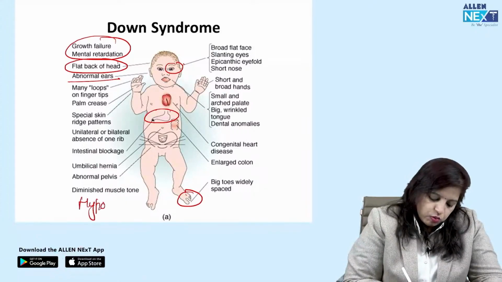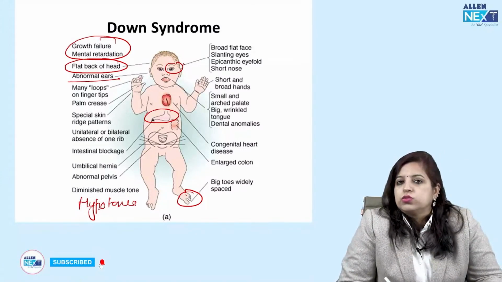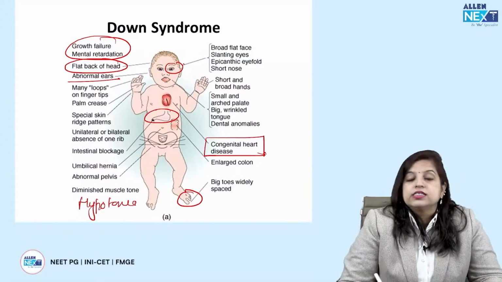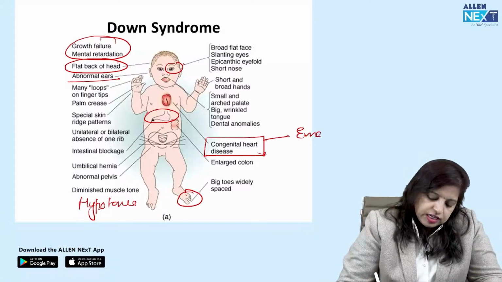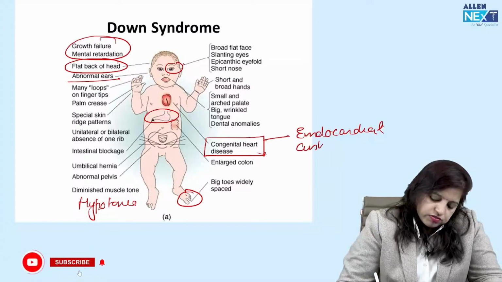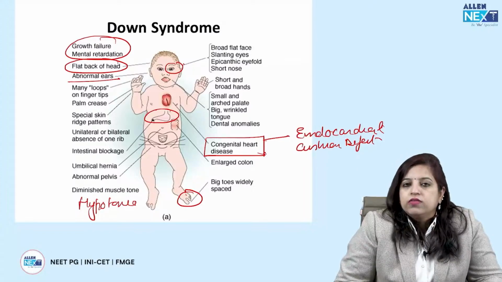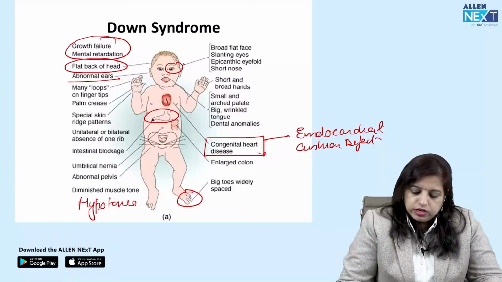Hypotonia is a very important feature. Then Hirschsprung's disease is very commonly associated with Down syndrome. Then the children have a very high tendency of developing congenital heart defects, and the commonest congenital heart defect seen in a child with Down syndrome is endocardial cushion defect. Very, very important. You should be knowing this, right? So these are all the features of Down syndrome which you should be knowing. One syndrome which you should be thoroughly knowing in this.